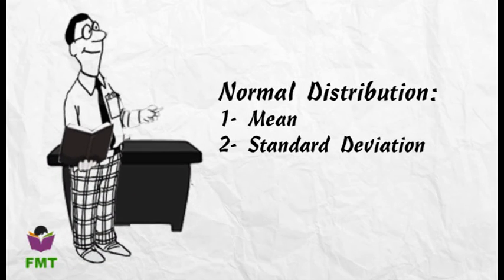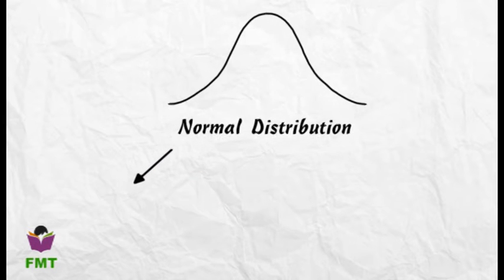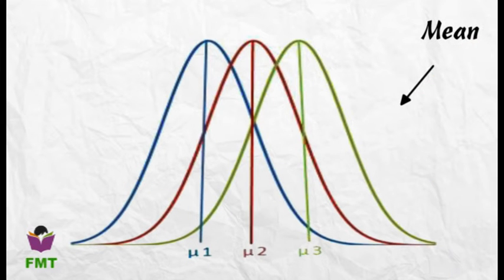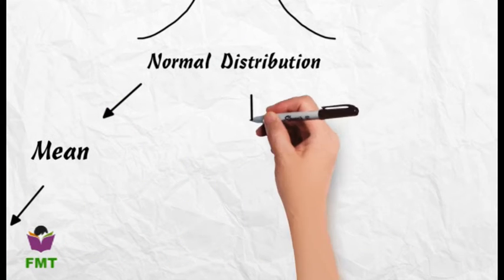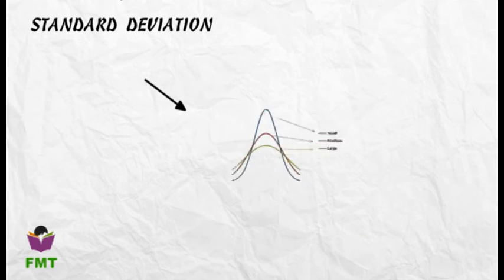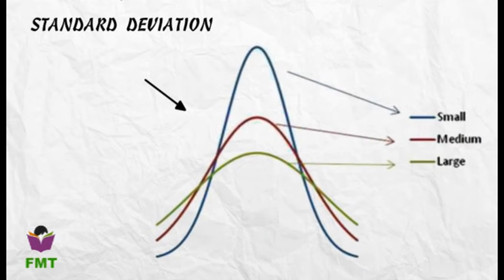The graph of the normal distribution depends on two factors: the mean and the standard deviation. Mean. The mean of the distribution determines the location of the center of the graph. Standard deviation. The standard deviation determines the height and width of the graph. When the standard deviation is large, the curve is short and wide. When the standard deviation is small, the curve is tall and narrow.